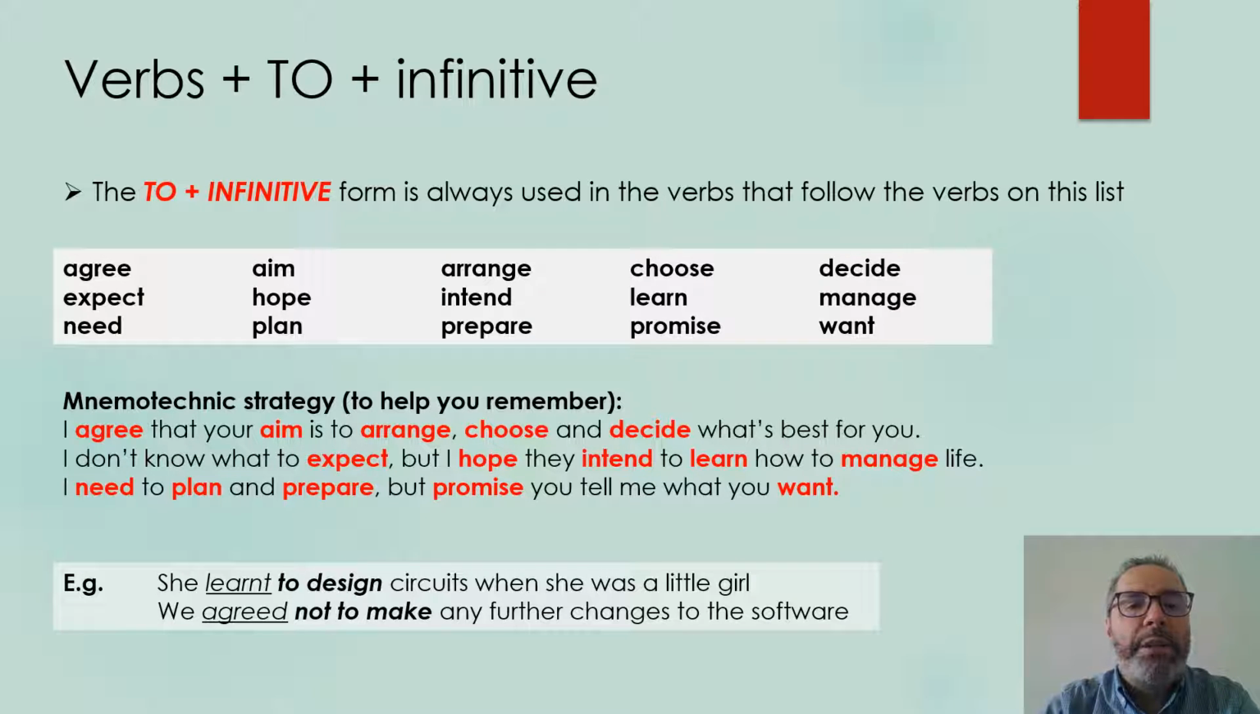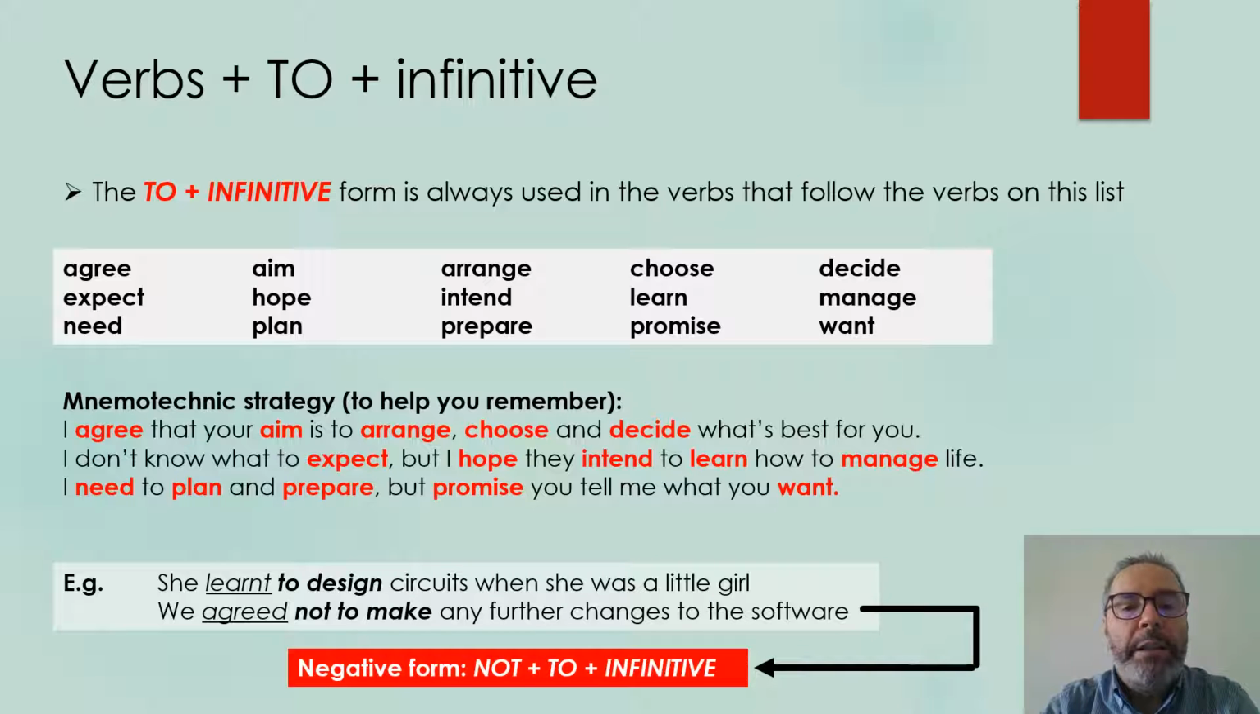Let's see two examples of this pattern. She learned to design circuits when she was a little girl. Or we agreed not to make any further changes to the software. In this case, the negative form is not plus to plus infinitive.